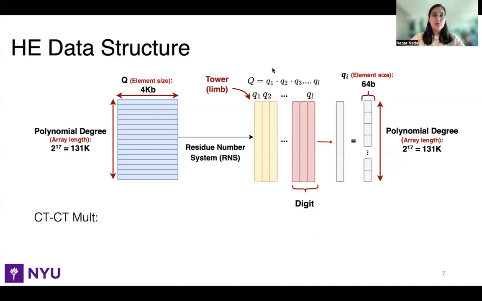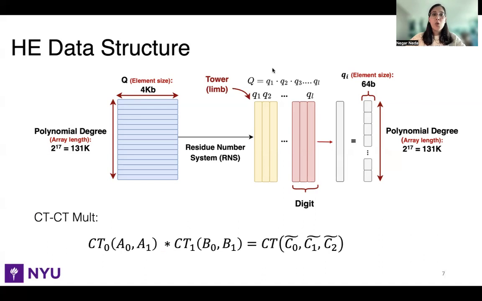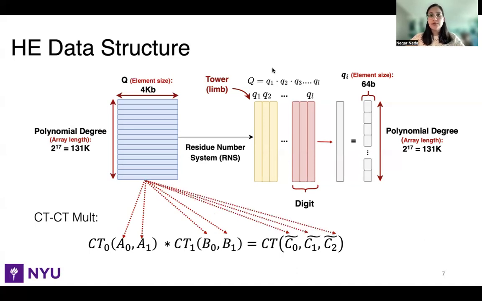An example of homomorphic encryption operations is a ciphertext multiplication, where we multiply two ciphertexts. Each of these ciphertexts has two components, and the structure of each of these components is the same as the big polynomial that we just showed you. And the result would be a ciphertext with three components, where each of these components has the same data structure. And two of these components will be the input to the hybrid key switching algorithm.